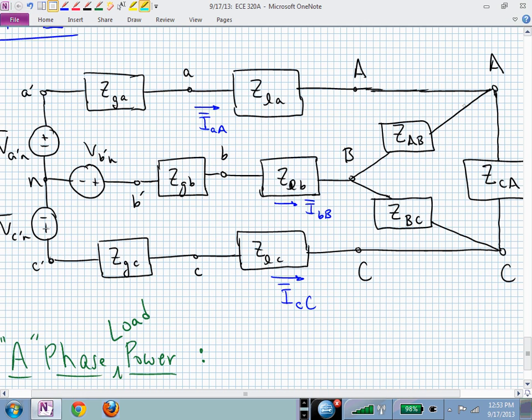I'll make this a little different. I'll make it blue since we had yellow before, because this is not quite the same. There's our A phase impedance at the load. What's the voltage dropped across that element?